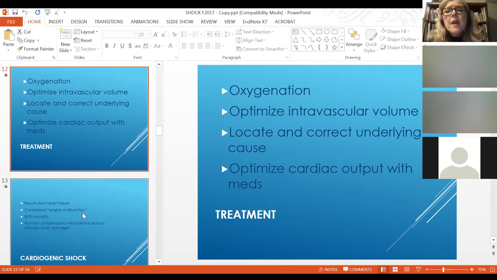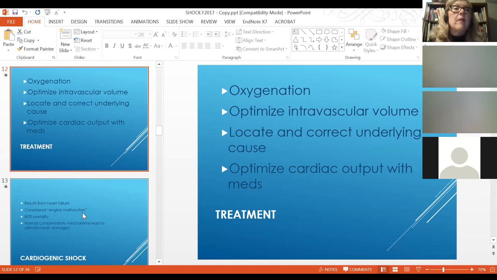So oxygenation is priority. And remember, it's always the ABCs. We're always looking at ABCs. We do a primary survey. Airway, are they able to maintain their airway? Are they so far down the shock continuum that they're drowsy or obtunded and they may aspirate?